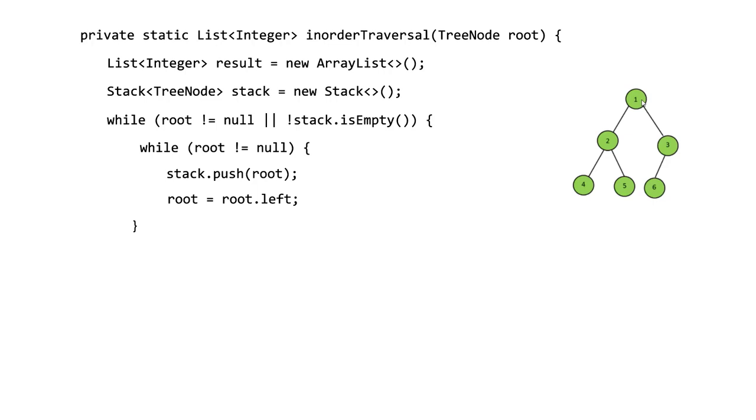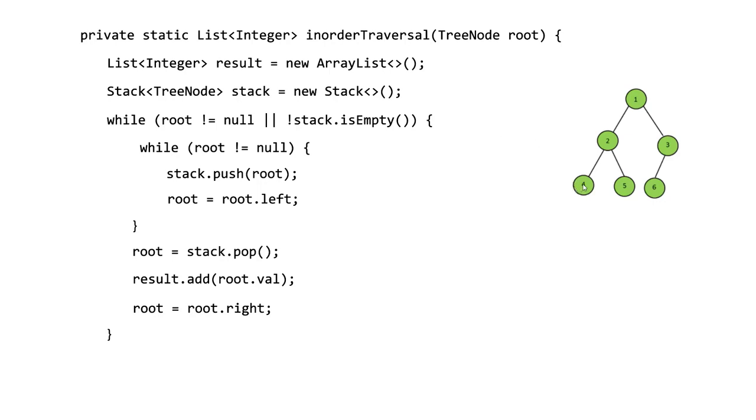And 4, so now we have in the stack 1, 2, and 4. But when we get past the 4 and try and assign root equal root left, this will end up being null. And so then we're going to break out of this internal while loop, and we need to pop that number off of the stack and add that to the result. So we're going to add the 4, and then we assign root equal to root right.